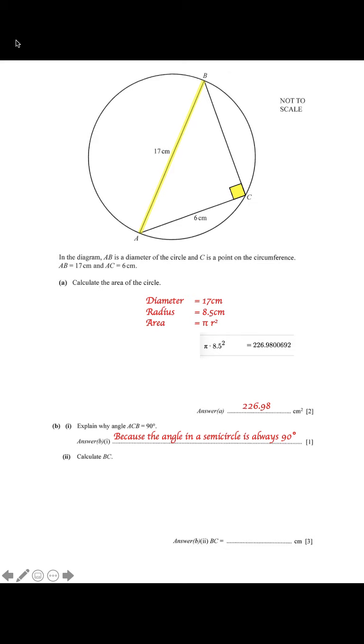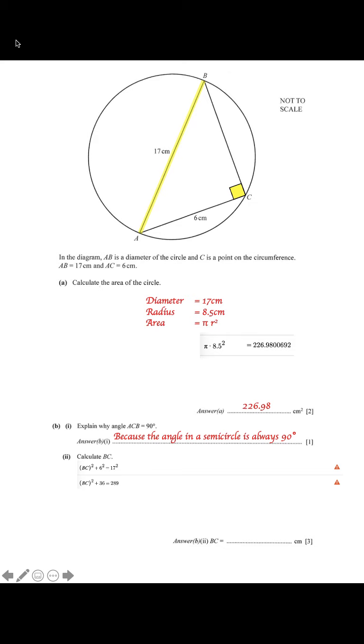Then it says calculate BC. Well, because that's a right-angled triangle, we can use Pythagoras on it. So the BC we're missing is one of the smaller sides. It's a little bit small there, but I hope you can see BC squared plus 6 squared equals 17 squared. So it's the squares of the two smaller sides that add up to the square of the hypotenuse. That's why we've got the BC together with the 6 in that equation.